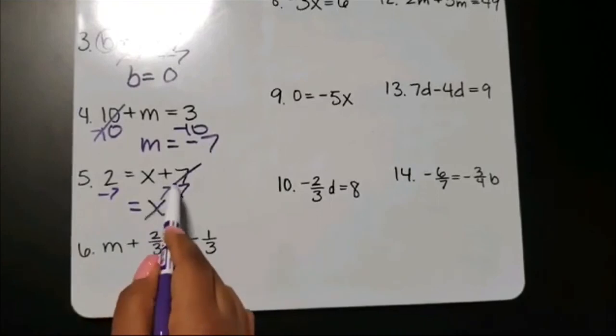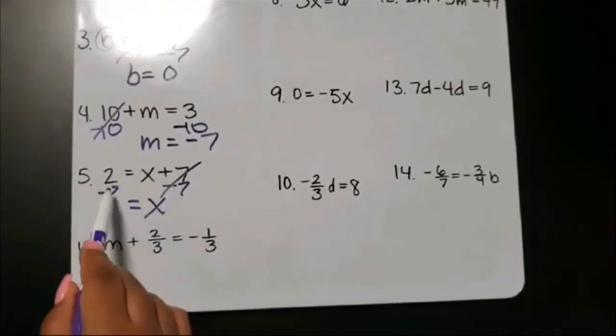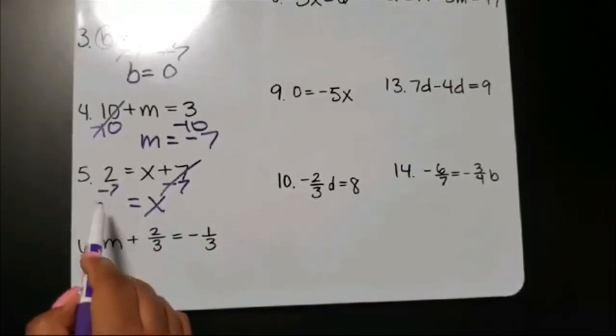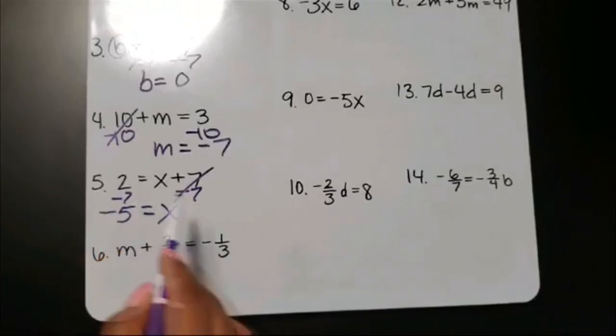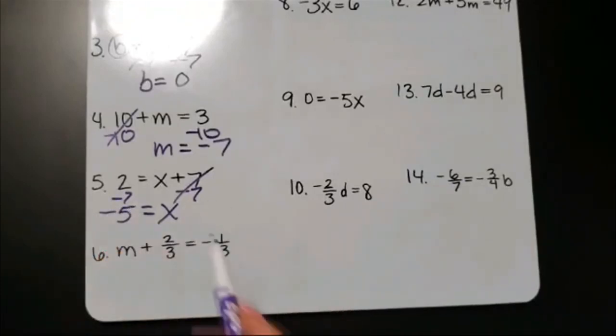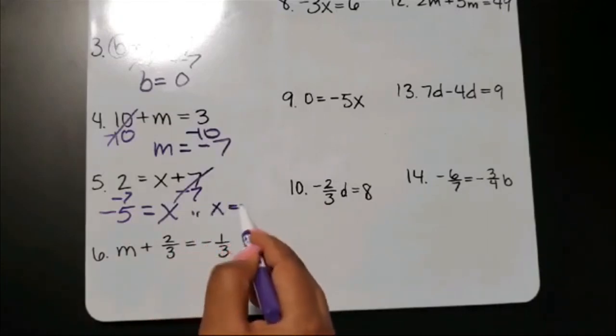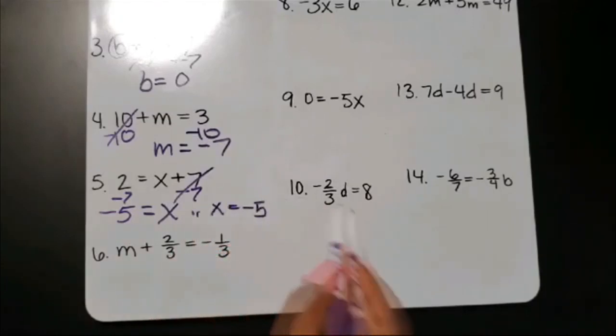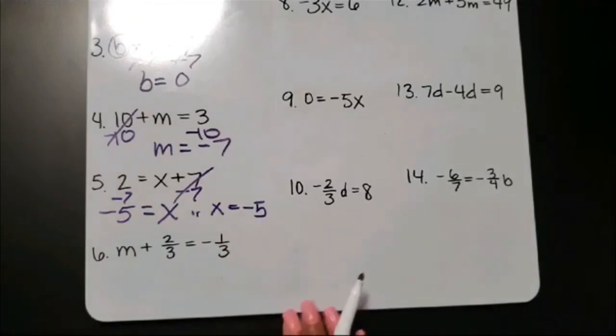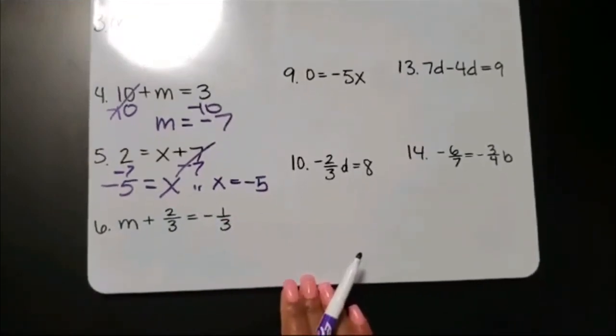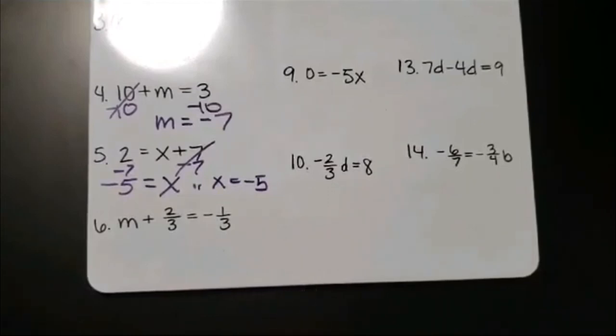So we have x left on the right side, and on the left side we have 2 minus 7, which is going to give us negative 5. And you can rewrite your answer to say x equals negative 5. For number 6, we have a fraction, which is you guys' favorite.